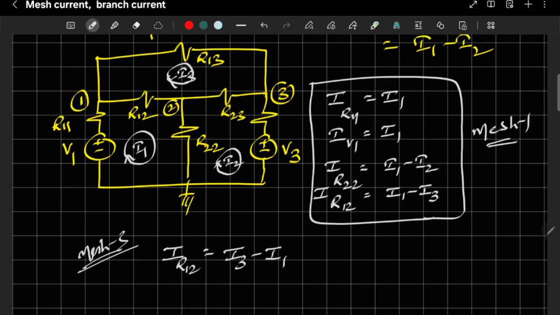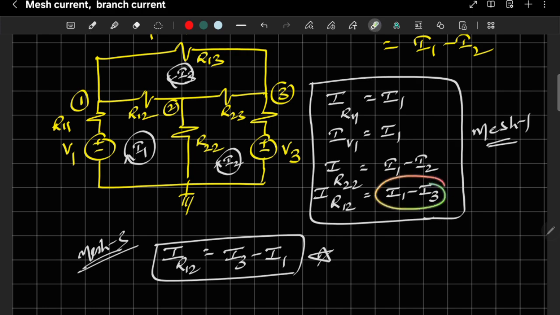Here you have to concentrate. Previously I have given IR12 is equal to I1 minus I3. But now I am telling IR12 is equal to I3 minus I1. Here the people will confuse. What is the reason for this? When you are looking at mesh 1, or when you are writing the KVL in mesh 1, you need to assume that you are writing the equations related to I1 only, because that is related to mesh 1. Then you need to think I1 is greater.